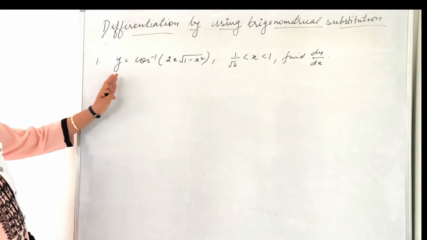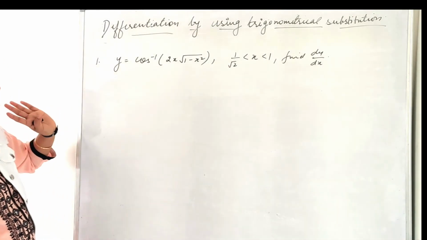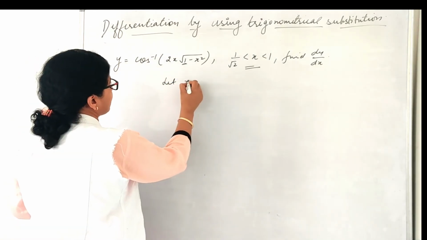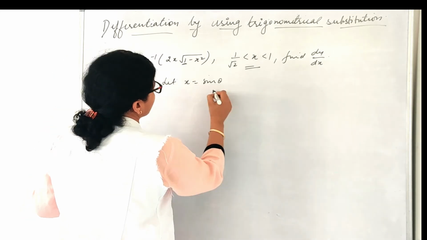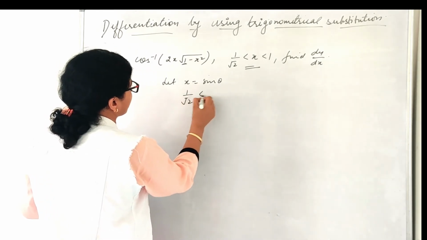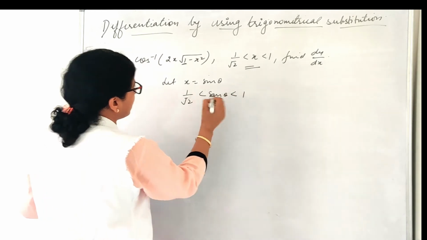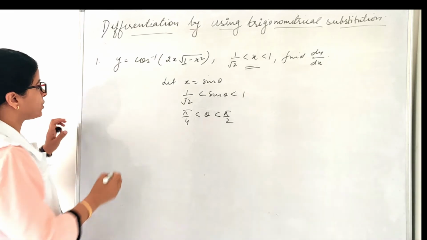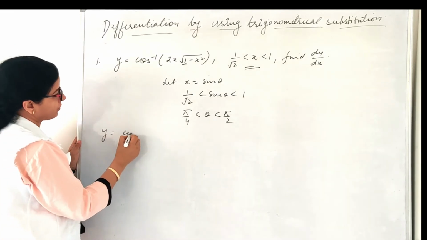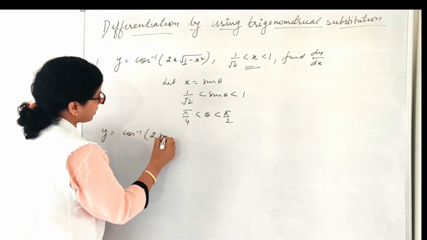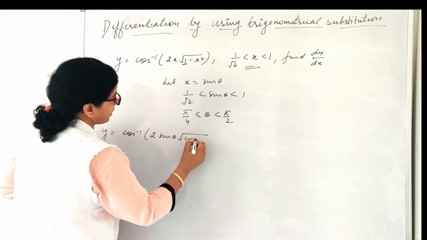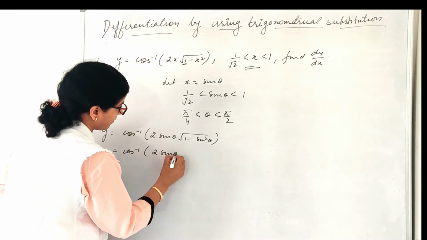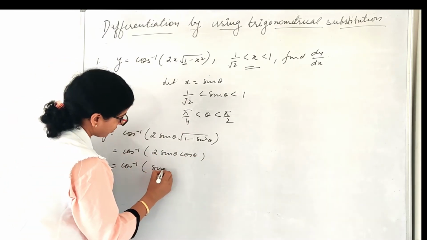So now we have been provided with this question and we have to find dy by dx. So this is my a square minus x square. So let x is equal to sine theta. So now 1 by root 2 < sine theta < 1. Now what will be the value of theta? Pi by 4 < theta < pi by 2. Now let us substitute here. So y is equal to cos inverse of 2 sine theta root 1 minus sine square theta. So cos inverse of 2 sine theta cos theta, cos inverse sine 2 theta, right?